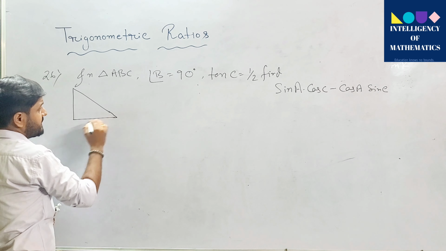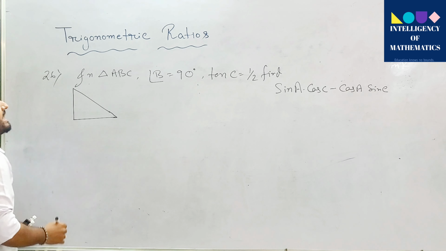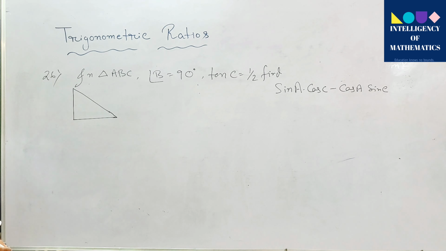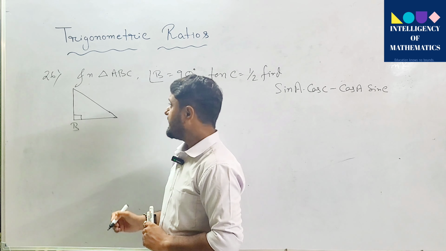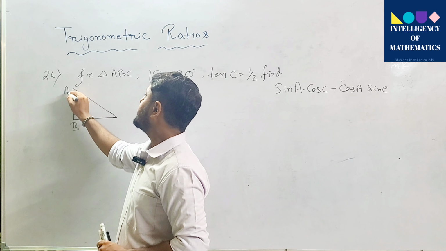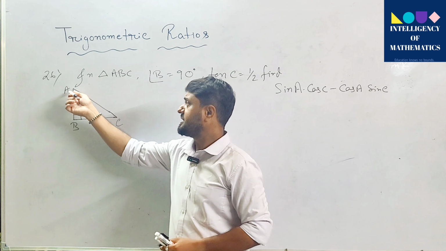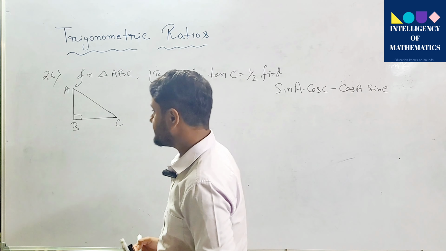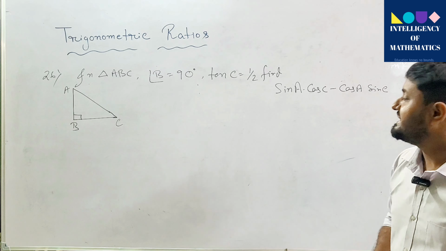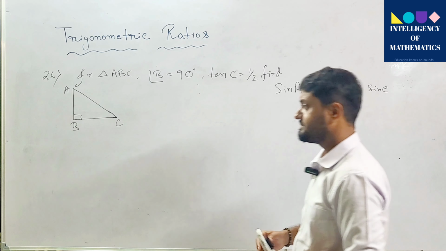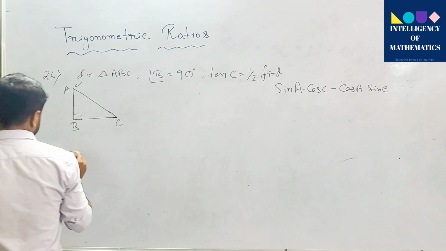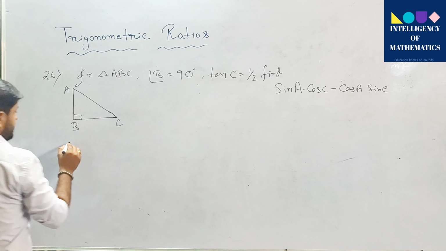If we draw the triangle, it is told its right angle at B. That means this angle has to be named as B. Then another 2 points are there, you can name them A and C. You can also write A and C on the opposite sides, it does not matter. Next, tan C's value is given as 1 by 2.